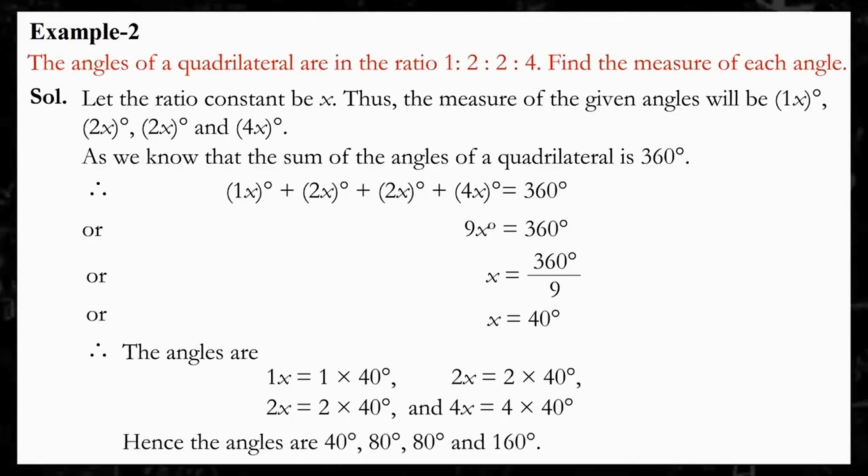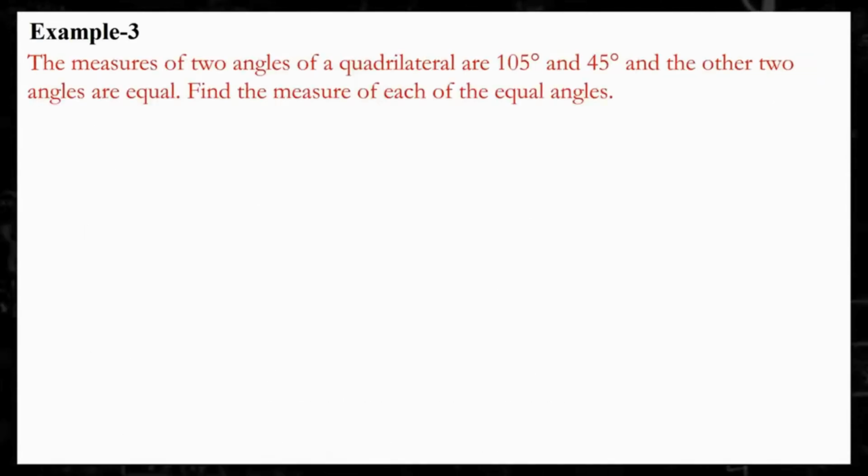Hence, the angles are 40 degree, 80 degree, 80 degree, and 160 degree. Example 3. The measures of two angles of a quadrilateral are 105 degree and 45 degree, and the other two angles are equal. Find the measure of each of the equal angles.